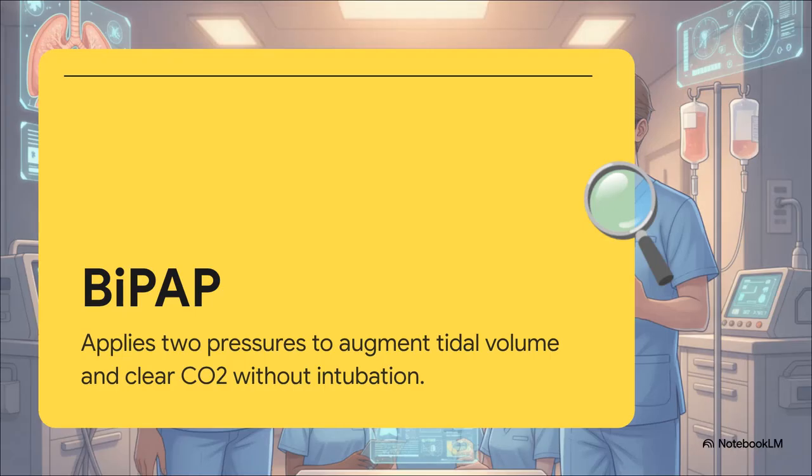Now, you might be wondering, what exactly is BiPAP in a physiological sense? It stands for biphasic positive airway pressure, and simply put, it's the application of two totally separate pressures, a baseline pressure and an inspiratory pressure delivered via a mask. The ultimate goal here? To augment your patient's tidal volume and clear out that carbon dioxide, all without having to pass an endotracheal tube. It's different from standard CPAP because it gives that extra push of pressure right during inspiration, actively assisting those failing, exhausted respiratory muscles.